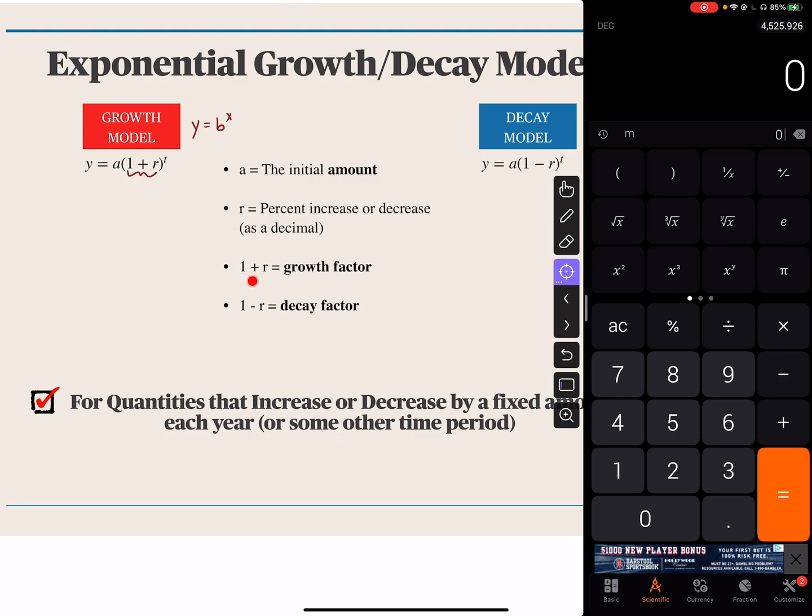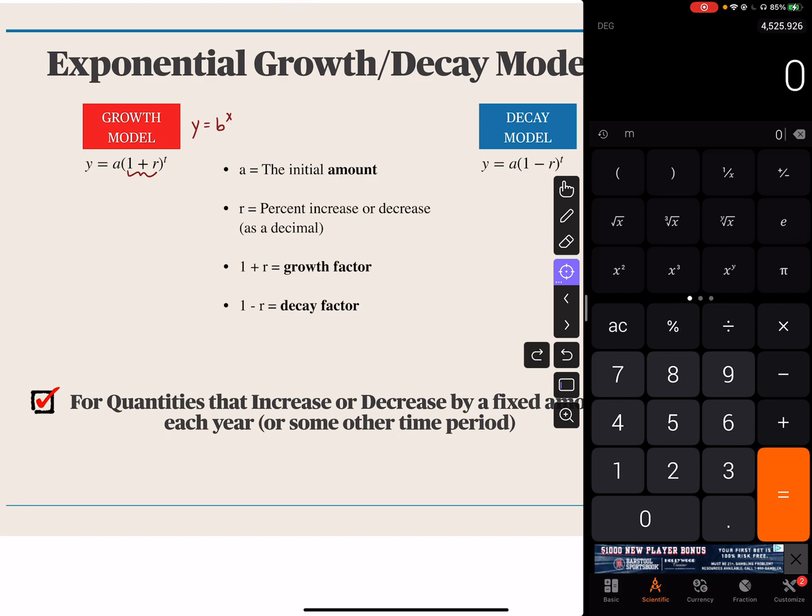When we do that 1 plus the rate they're giving you, that's called the growth factor. If we do 1 minus the rate, it'll turn out to be 1 minus some decimal, so you end up with something less than 1 here, which forces it to be decay. What this function does is it takes the whole amount, but it subtracts off the percent it's decreased by. So it would take away 20%, for example. 1 minus 0.2 would give you 0.8 right here, which would be a decay.